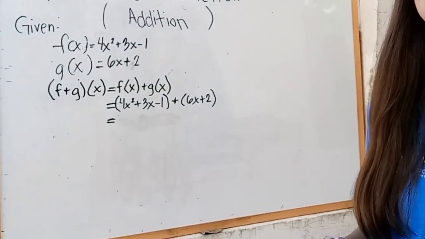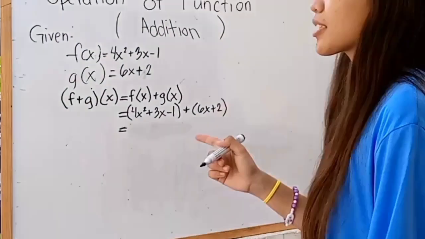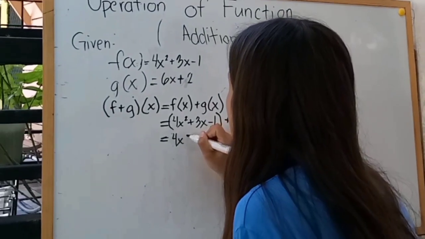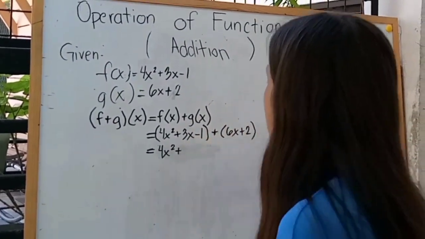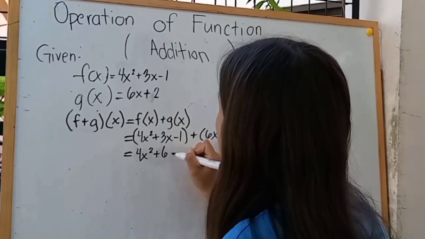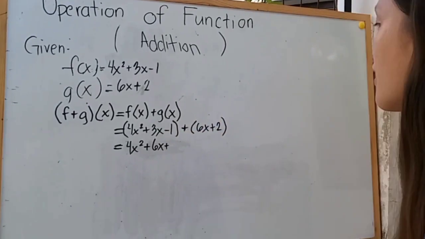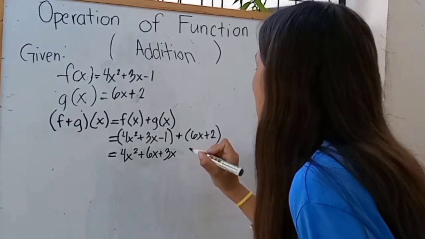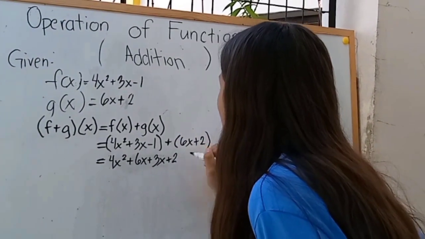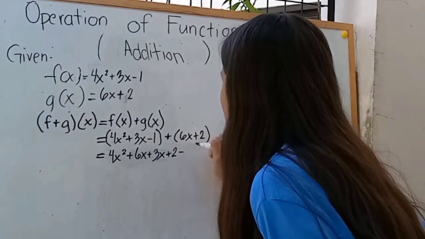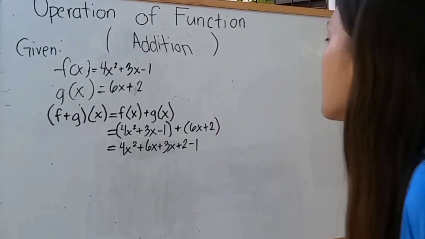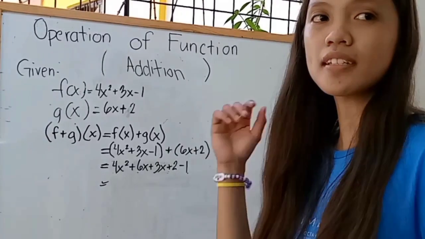Next we have to combine like terms. So we have 4x squared plus 6x plus 3x plus 2 minus 1. Then the step is to simplify.